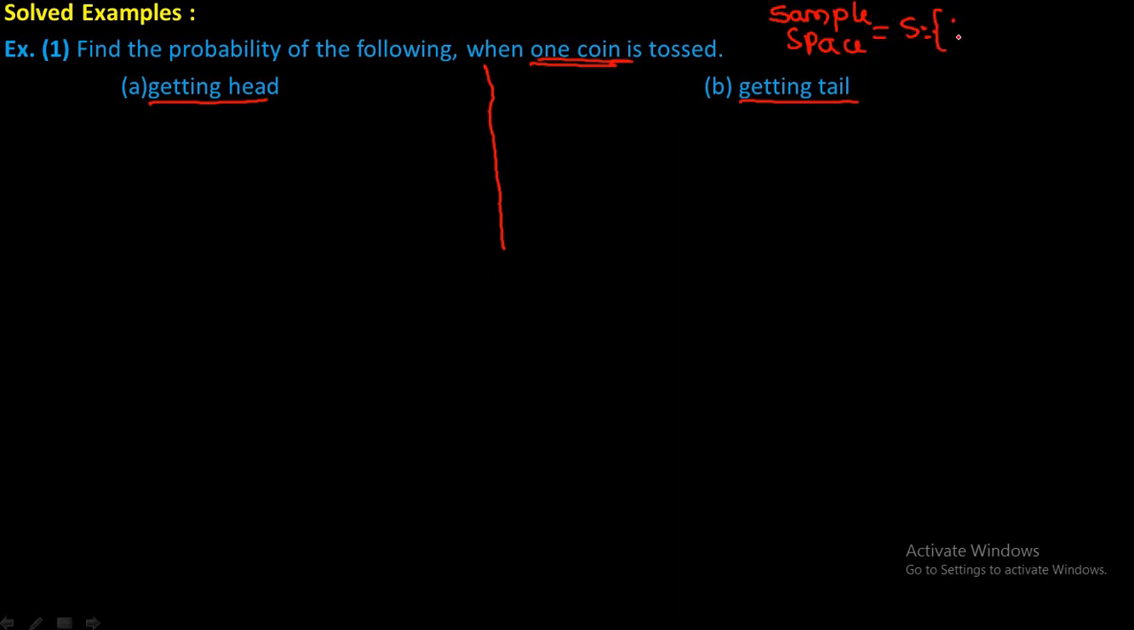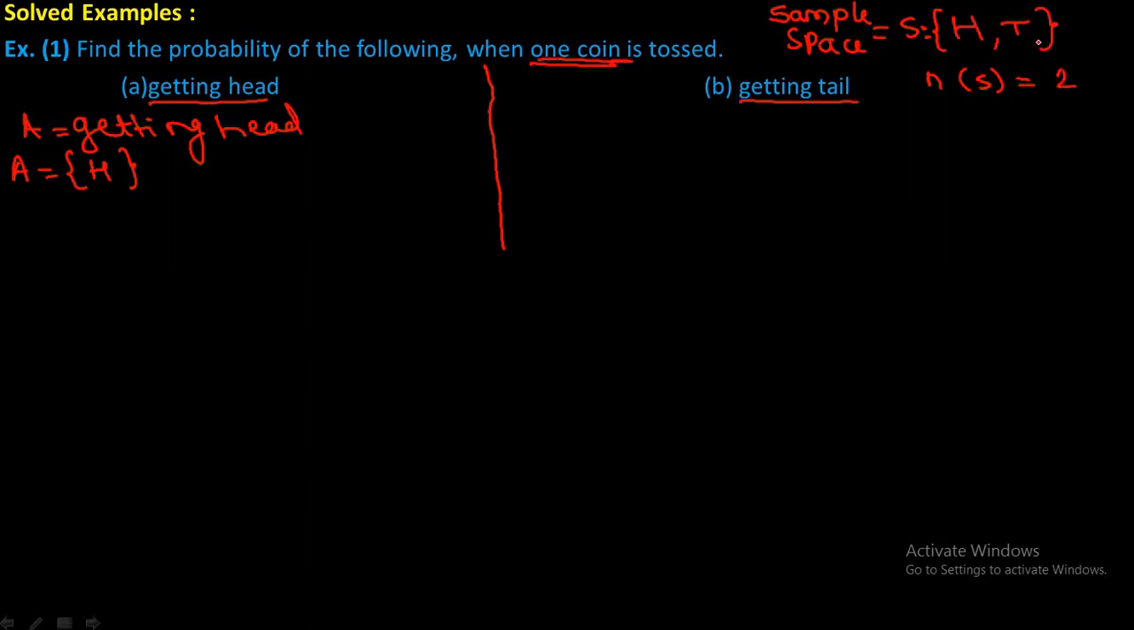So what is the possibility when one coin is tossed? Head or tail. When one coin is tossed, the possibilities are head or tail. So now we will apply the condition. Event A is what? Event A is getting head. So getting head means only one is possible, that is the head. Therefore, N of S is how much here? N of S is equal to 2. So head and tail, that is the 2.